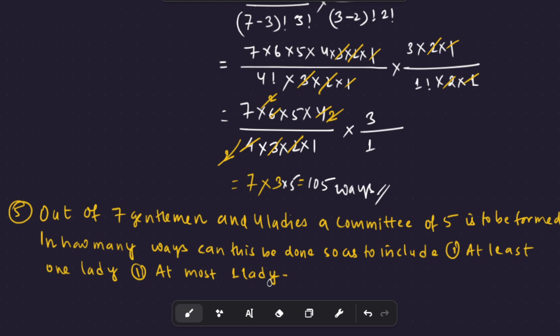We did this type of question the day before yesterday. Out of 7 gentlemen and 4 ladies, a committee of 5 is to be formed. The committee contains 5 people. In how many ways can this be done so as to include at least one lady? That is the first case. The second case is at most one lady.